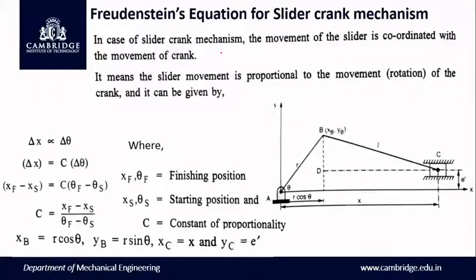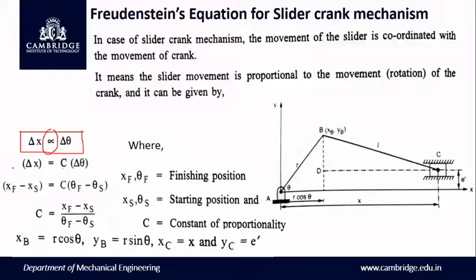In the case of the slider crank mechanism, the movement of the slider is coordinated with the movement of the crank, because the movement of the piston or slider mainly depends upon the rotation of the crank. It means the slider movement is directly proportional to the rotation of the crank. Consider the figure shown on the right hand side. From the figure we can say the linear displacement of the slider is directly proportional to the angle of rotation of the crank. So this proportionality can be replaced by a proportionality constant C.